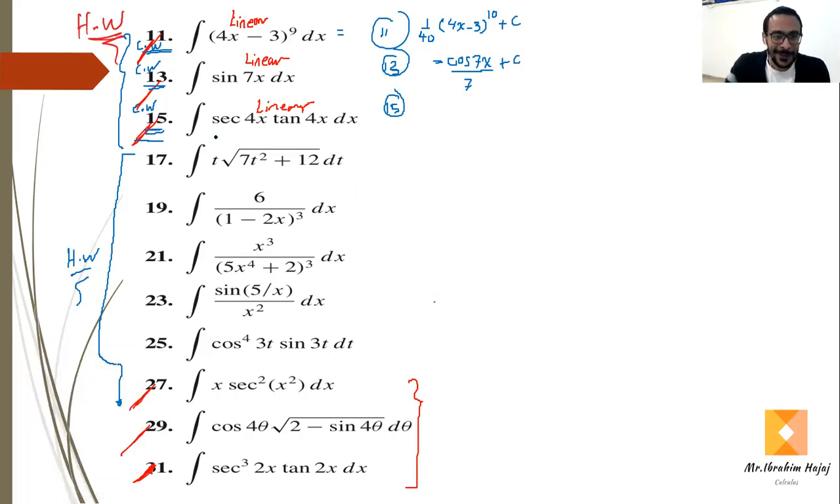Number 15. What's the integral of sec tan? Mr., may I answer it? The integral of sec tan is secant 4x plus c, over 4. So any question that comes to you, let's be realistic, like these easy and direct questions, we can do it quickly without using substitution, which makes us work with substitution.